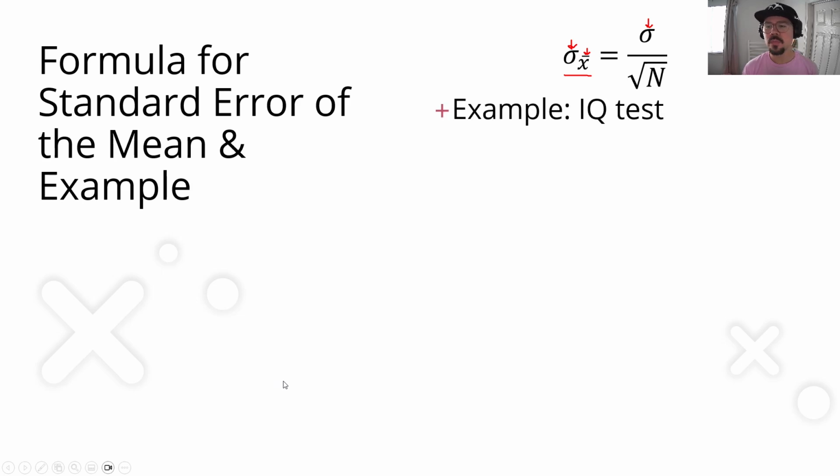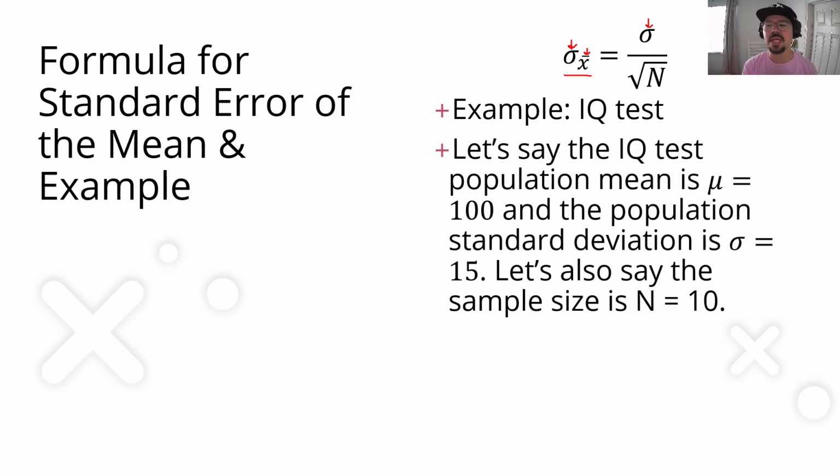So we'll plug in some numbers just to see how this ends up ultimately calculating. So let's say an IQ test population mean is 100, okay, 100 points. I like to use IQ tests just because it's something that we tend to be collectively familiar with.